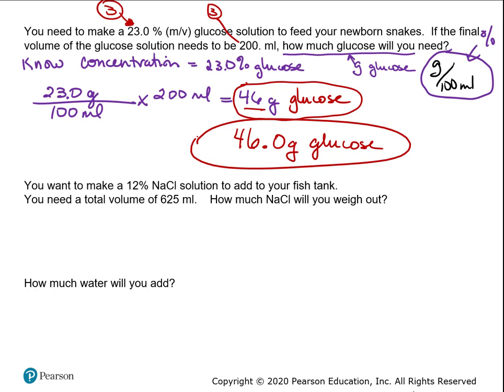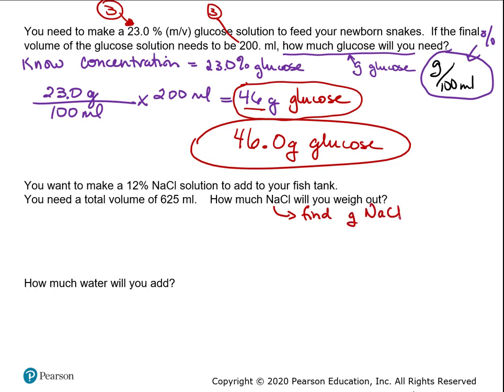So you want to make a 12% sodium chloride solution to add to your fish tank, and you need a total volume of 625 mL. How much sodium chloride do you need to weigh out? So what I want to know is grams of sodium chloride, right? Because when you weigh something, it's in grams. So this means I want to find grams of sodium chloride.